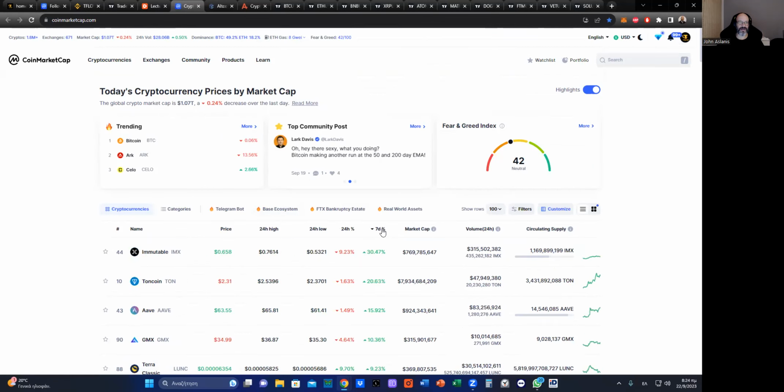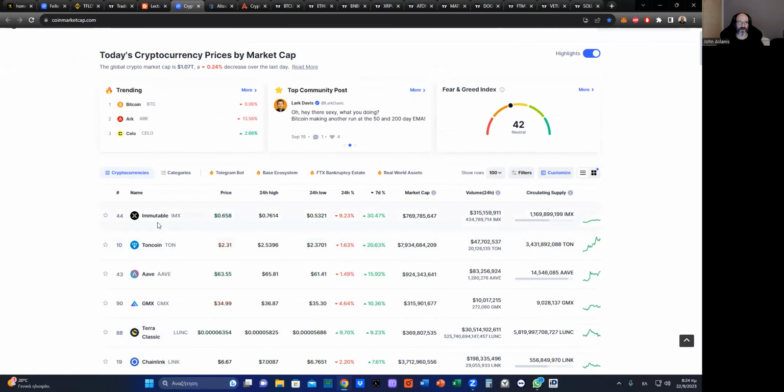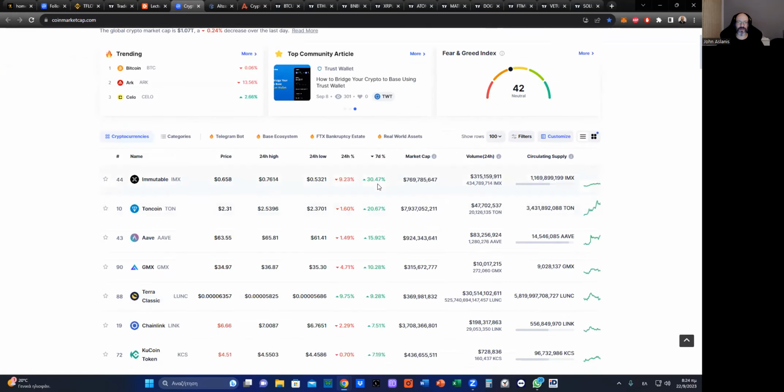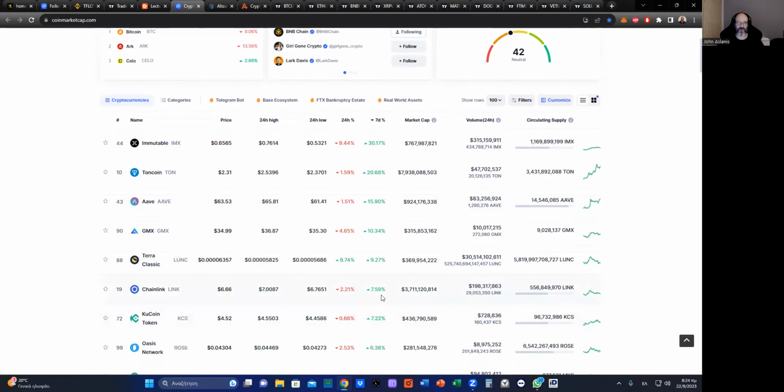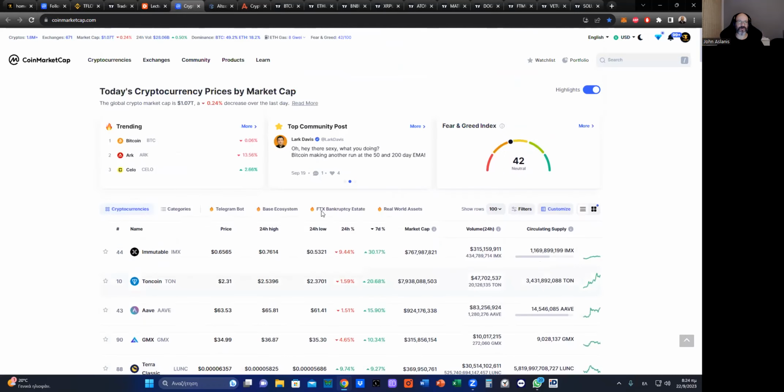Let's see also who is performing better over the last 7 days. IMX is going very well, 30.47%. Dogecoin is at 20.67%, which is very good, a very good performer. Top 10 for Dogecoin, congrats. Aave is at 43rd place, rising at 15%. And Chainlink is also 7% up the last week.